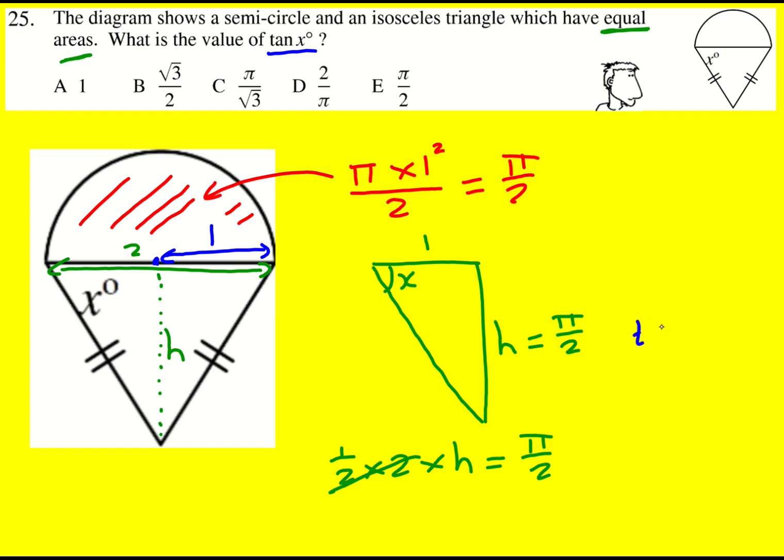Okay, all that's left to do is tan x is opposite over adjacent, which in this case is pi over 2 over 1, or simply pi over 2. And we're done.